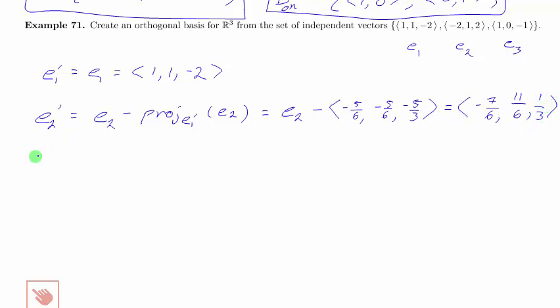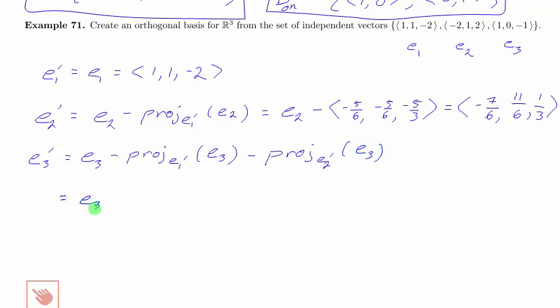Now, moving on to our last orthogonal basis vector, E3 prime. This is going to be equal to E3, and then we'll subtract the projection of E3 onto E1 prime. So whatever part of E3 points in the direction of E1 prime, we don't need that, so we take it off. And also subtract off the projection of E3 onto E2 prime. Again, whatever portion of E3 points in the same direction as E2 prime, we no longer need that. So we subtract it off, and let's move down here.